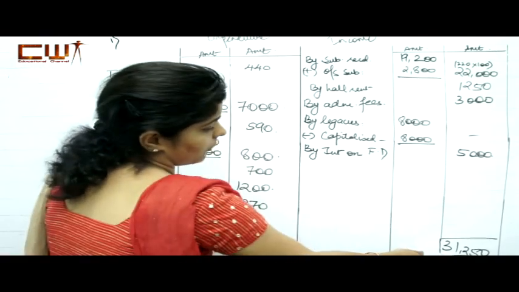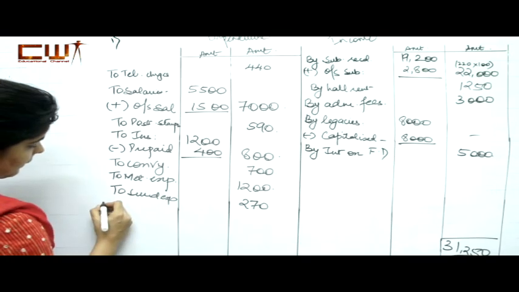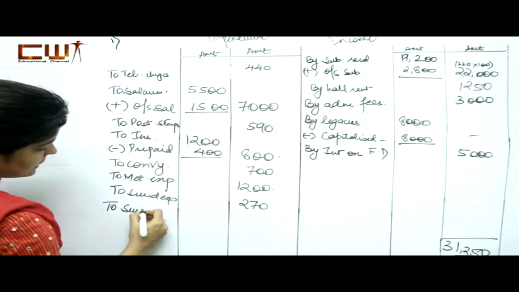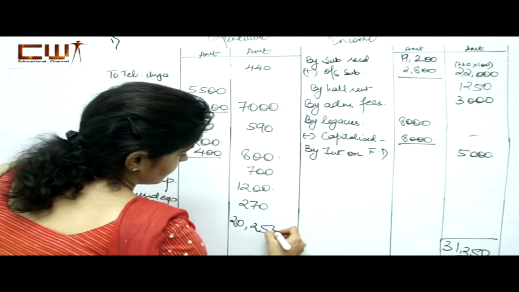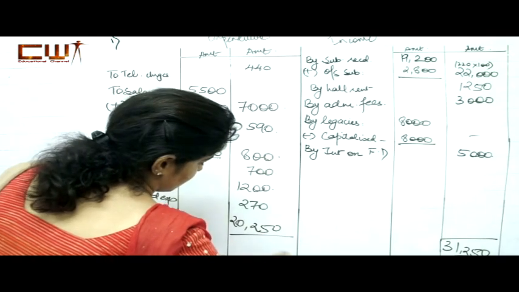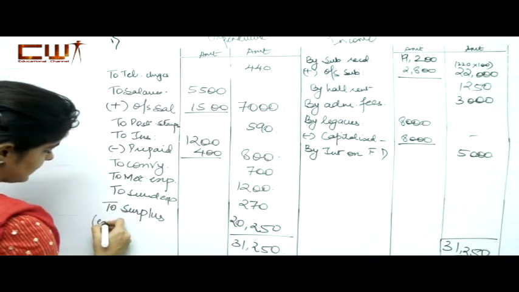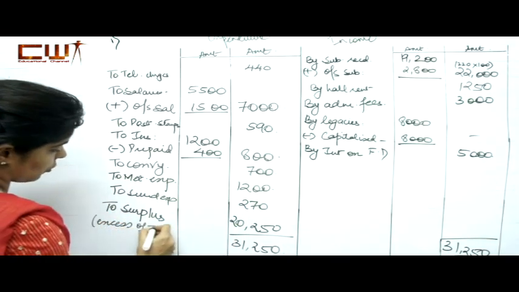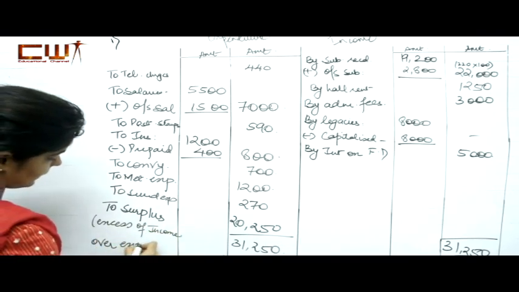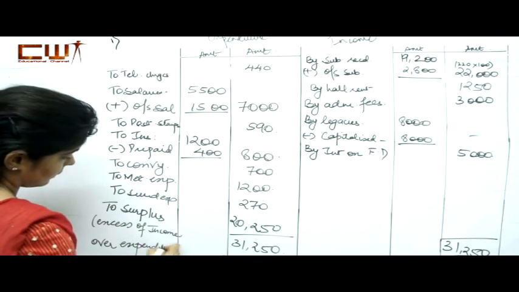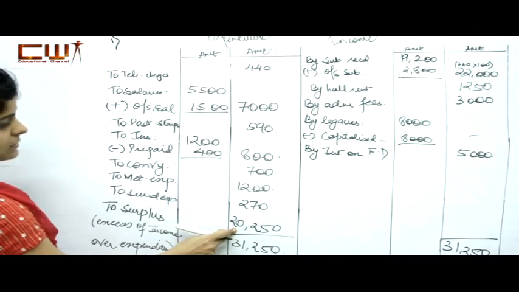Add this and subtract from 31,250. How much will you get? 20,250. So the difference coming here will be known as surplus, that is 20,250, which is the excess of income over expenditure. Income is more, expenditure is less. That is why we are getting the balance on the expenditure side.